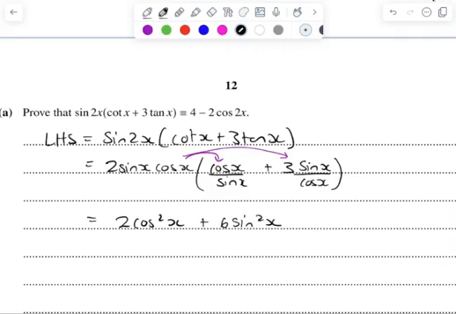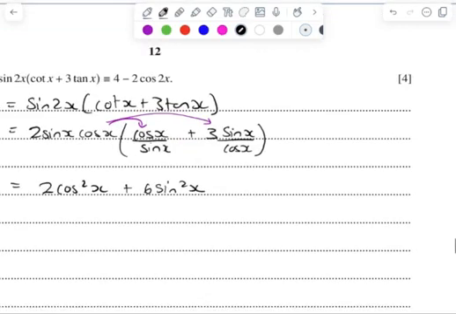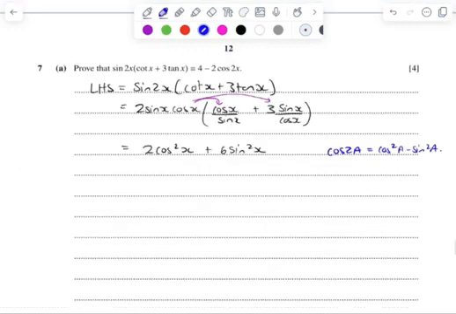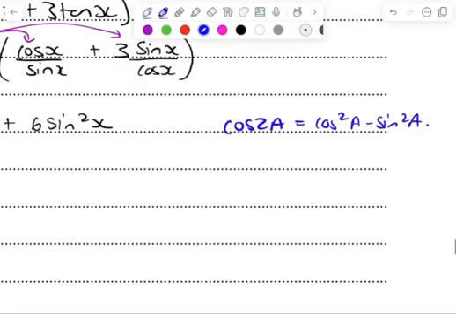Now, when I look at my final answer, I've got a cos double angle. So I just want to go to my MF19. I can see that I have a double angle here of cos squared A minus sine squared A. That's going to give me a double angle. I find that interesting. Okay, I don't have that at the moment. I don't have a minus at all, so I can't use that directly. Let's just try another route.